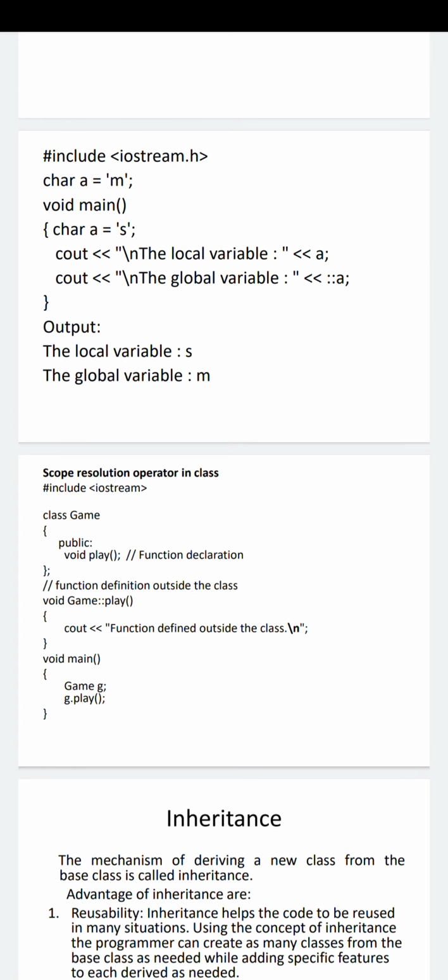You can see below the output. The first cout statement will display the value s, which is of the local variable, and the second output statement will display the value of a as m, which is assigned in the global variable.